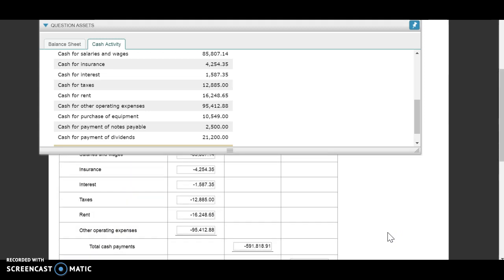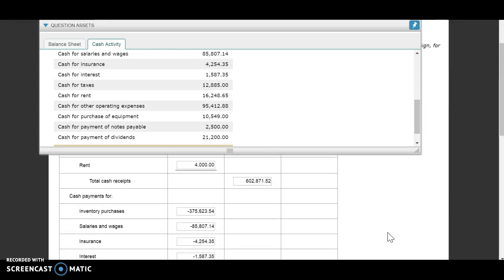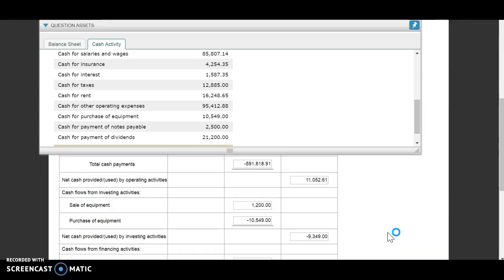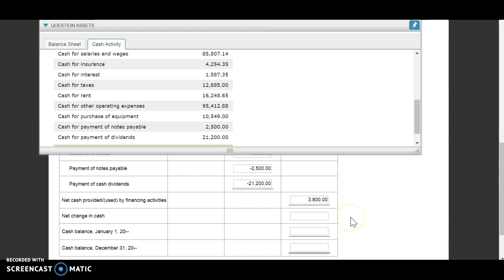Okay, now I need to find my net change. So my first number, I'm going to take 11,052.61 minus 9,349. And then I'm going to add to that my 3,800. So my net change in cash should be 5,503.61.